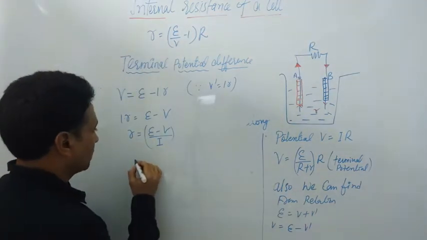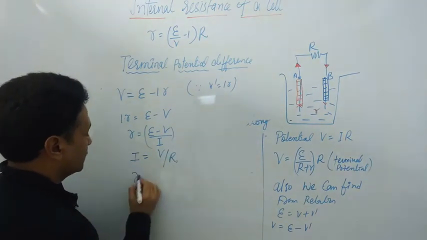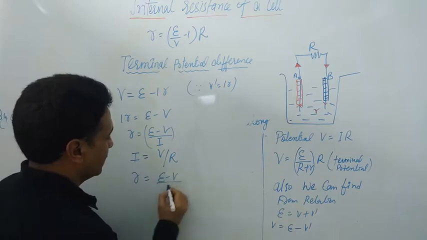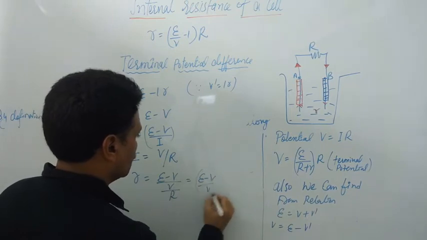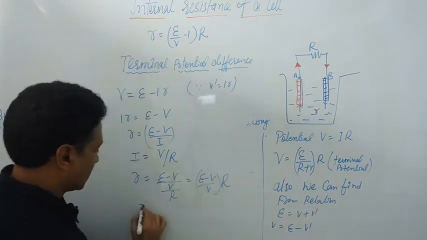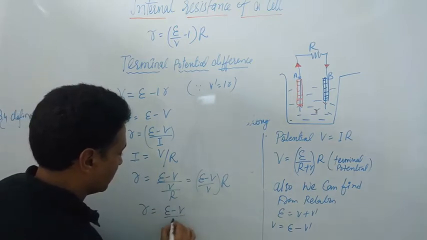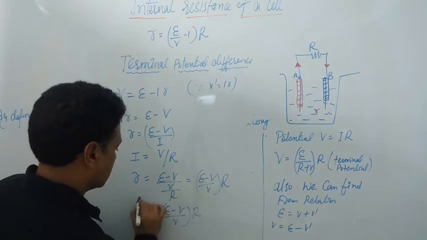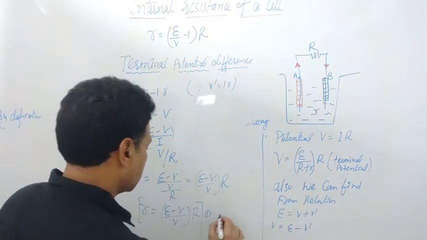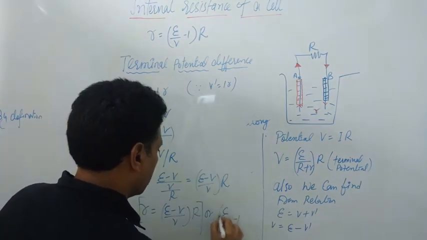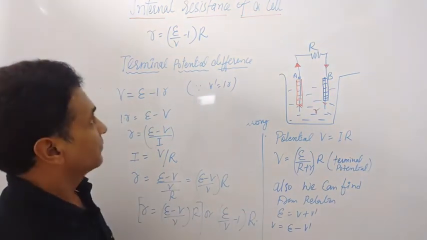Now we have to substitute the value of I, that is V upon R, and small r is equal to E minus V by V upon R, and you can also write this E minus V by V into capital R. So this is the expression for internal resistance of a cell, E minus V by V into R. Or you can also write this E by V minus 1 into R.